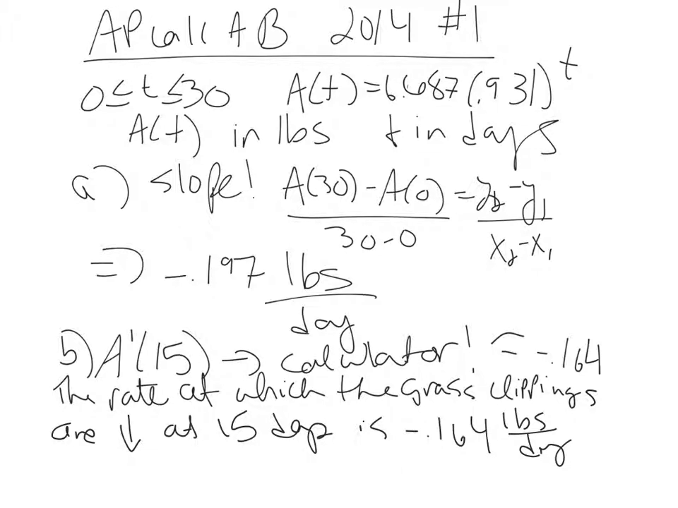I should say, instead of rate, why don't we use the word amount? The rate at which the grass clippings is decreasing is good too. That's not wrong. But I feel like, and you'll see this in the scoring guidelines, they use the word amount. And that indicates that you understand that the actual amount of grass clippings is changing. It's getting smaller, right, because they're decomposing.